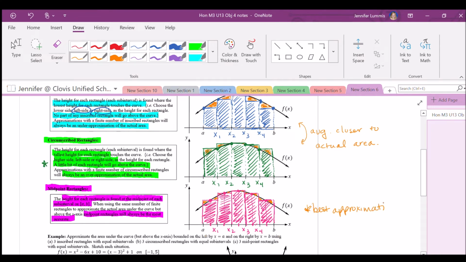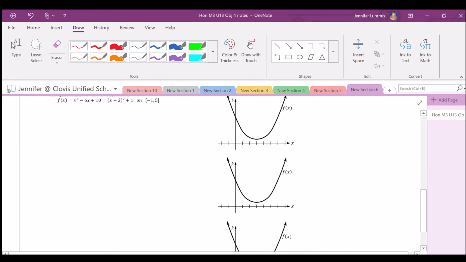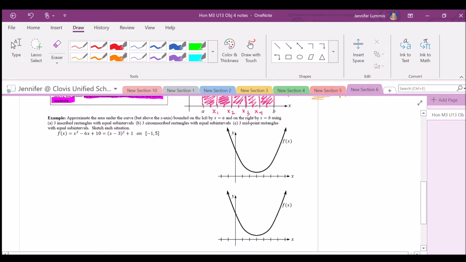So averaging inscribed and circumscribed will give you a really close estimate, but this one will be just a little bit closer. All right, so we're going to move down in the notes here to the examples below and approximate the area under the function given, f of x. You can see it's just a nice parabola here. And so we've got 3 cases, so it is drawn 3 times.